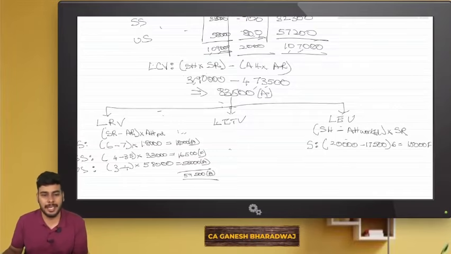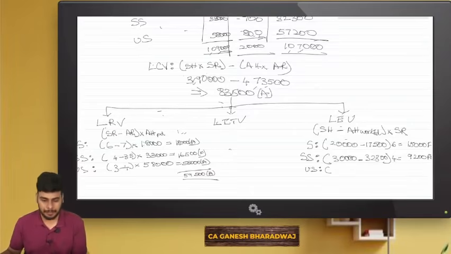Next, semi-skilled. 30,000 minus 32,300. These guys have taken more. Into 4, that is 9,200 adverse. Fine. Very good. Next, unskilled. 50,000 minus 57,200, into 3. How much is that?